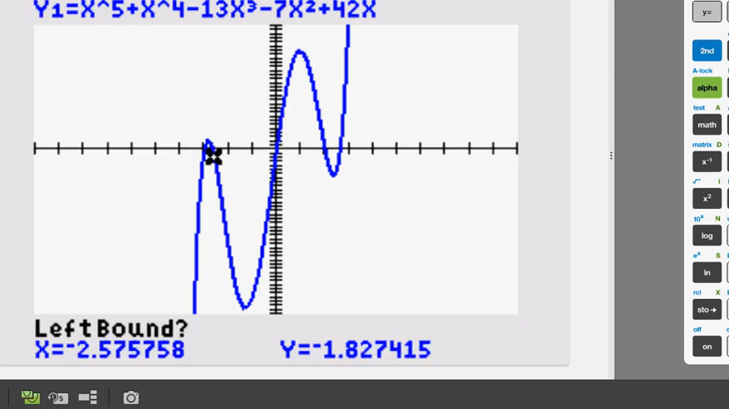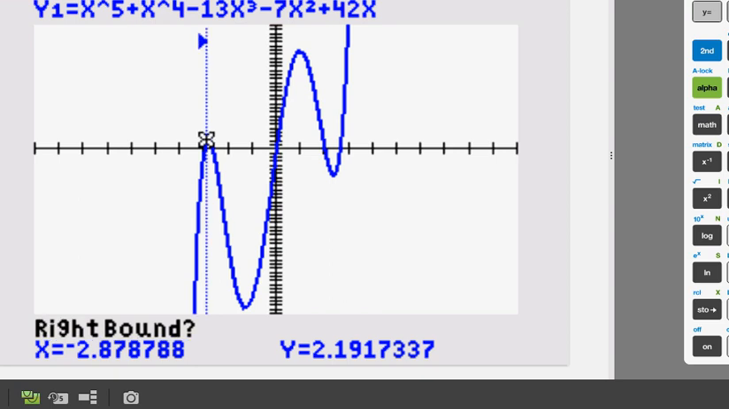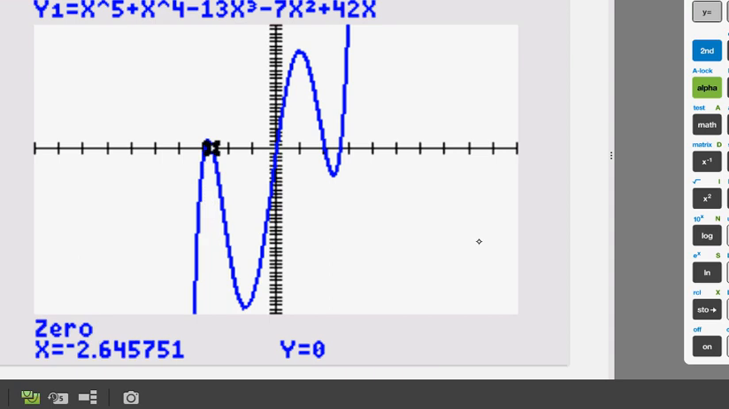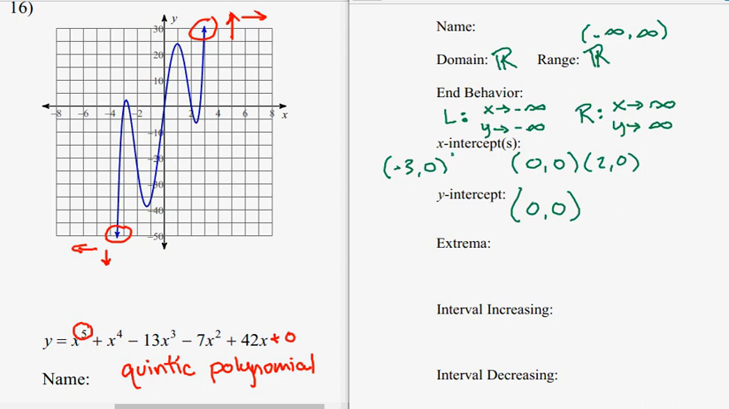Okay, I'm looking for this one just above this cursor, so I've got to get to the left side of it. But I don't want to go so far that I pass this other 0 right here. So I'll hit enter once again. Then I'll go to the right side of that 0, and I'll hit enter again. One last time, negative 2.6, comma 0.